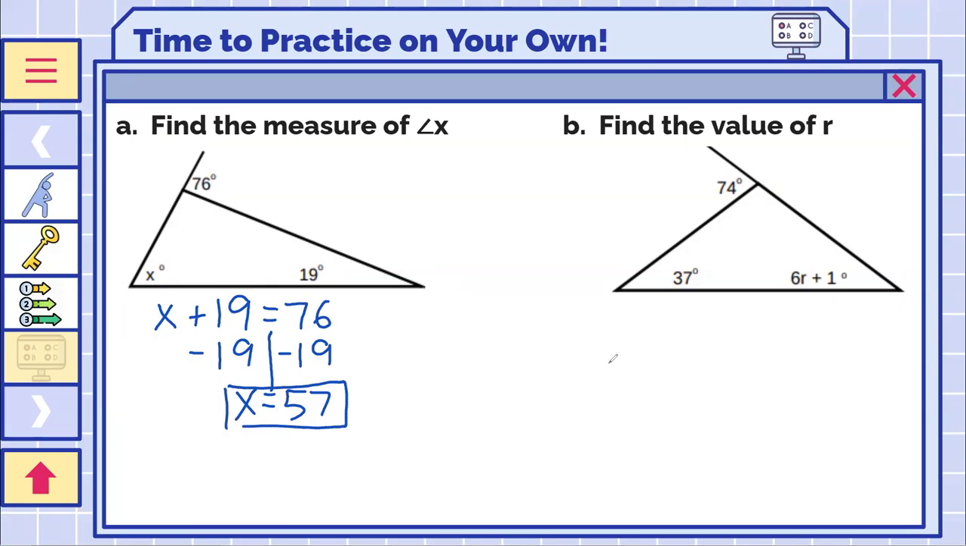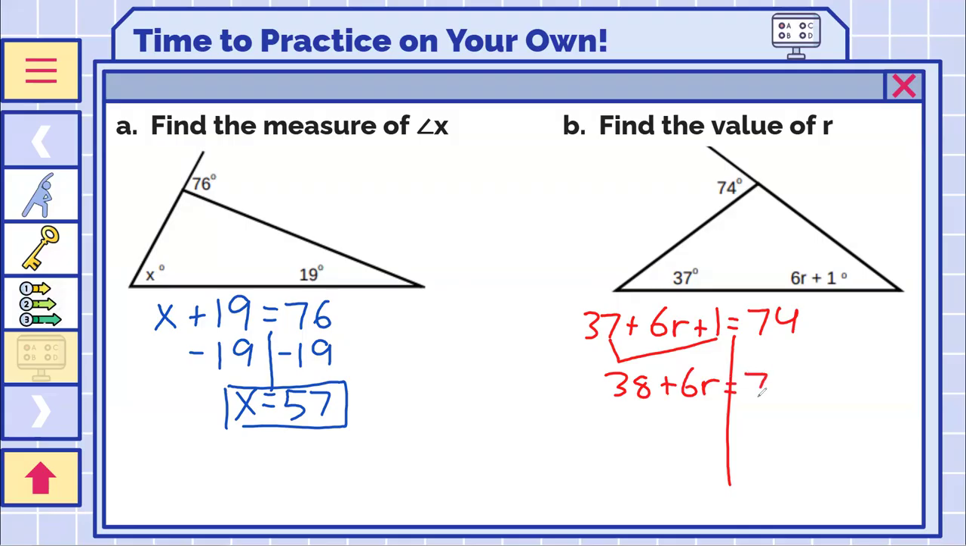The more complicated one, your inner angles are 37 and 6r plus 1. Your exterior is 74. So if you set this up, you would have said 37 plus 6r plus 1 equals 74. And now you have an equation to solve for. If you notice you had like terms, you want to combine those first, I would agree with you. 37 plus 1 is 38. So now you have 38 plus 6r equals 74.